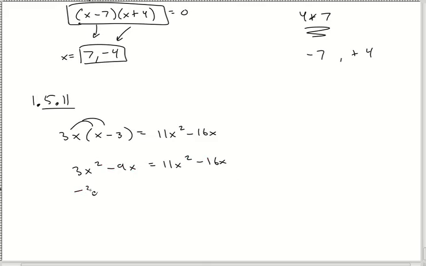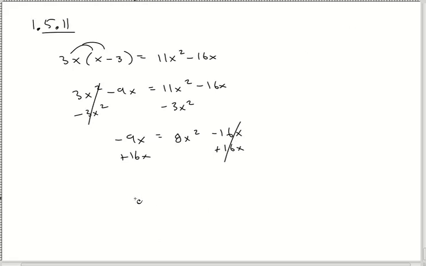If I subtract the 3x squared to the other side, I would get, what, 8x squared? And then I'm going to add the 16x to both sides. And so that would yield a 7x. Okay, pause. So this is really cool.